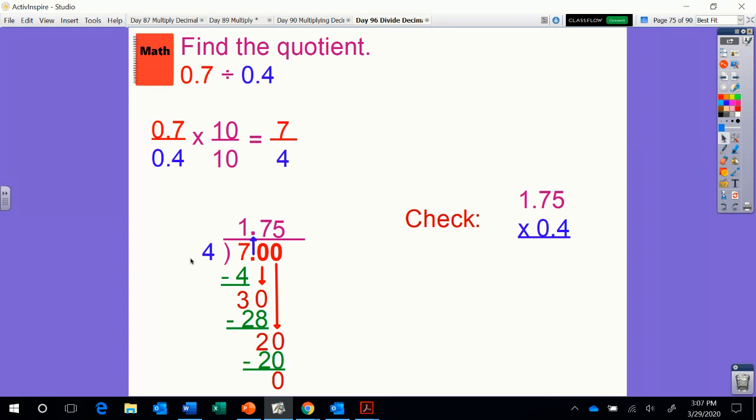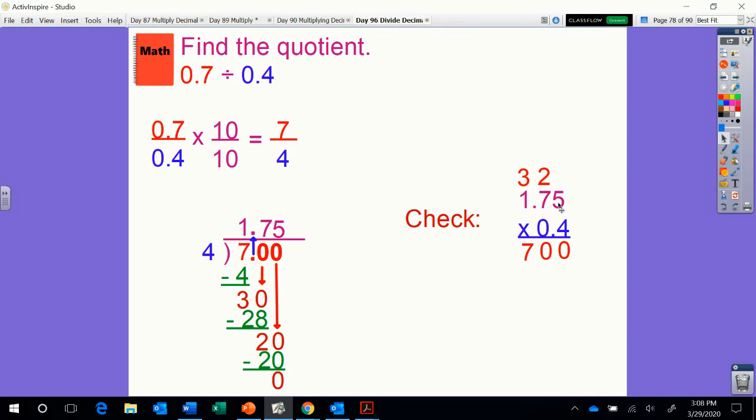Then we're going to check. So we got a quotient of 1 and 75 hundredths. So 1 and 75 hundredths, when we multiply it by 4 tenths, we're going to end up hopefully with 7 tenths. So let's look at our check. We're going to do 4 times 5 is 20. Then 4 times 7 plus 2 is 30. Then 4 times 1 plus 3 is 7.